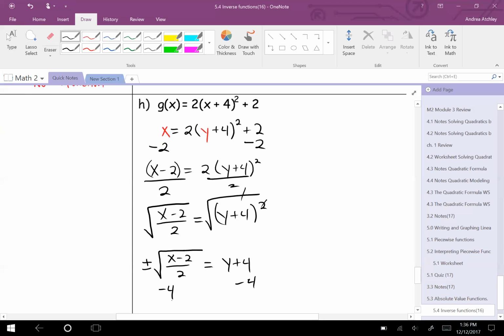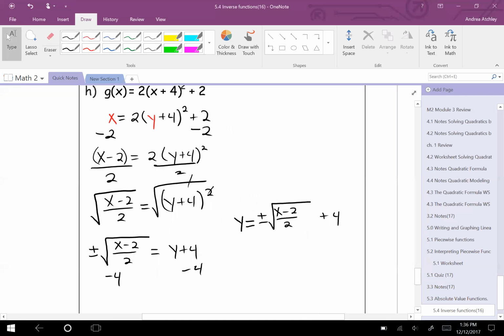The 4 is not inside the radical, it is outside the radical. So my equation is going to end up looking like this. y equals plus or minus the square root of (x minus 2) over 2, and then plus 4 is outside that radical. Oh, sorry, it's minus 4, not a plus 4. I subtracted it from both sides.